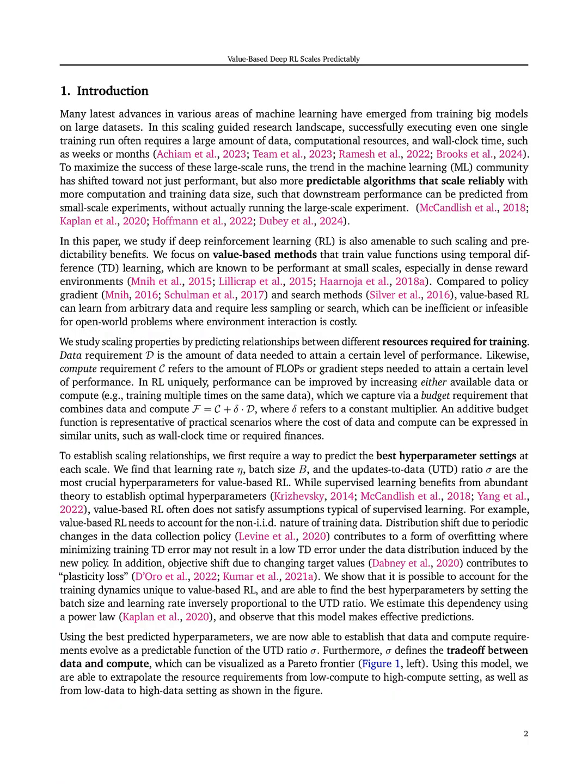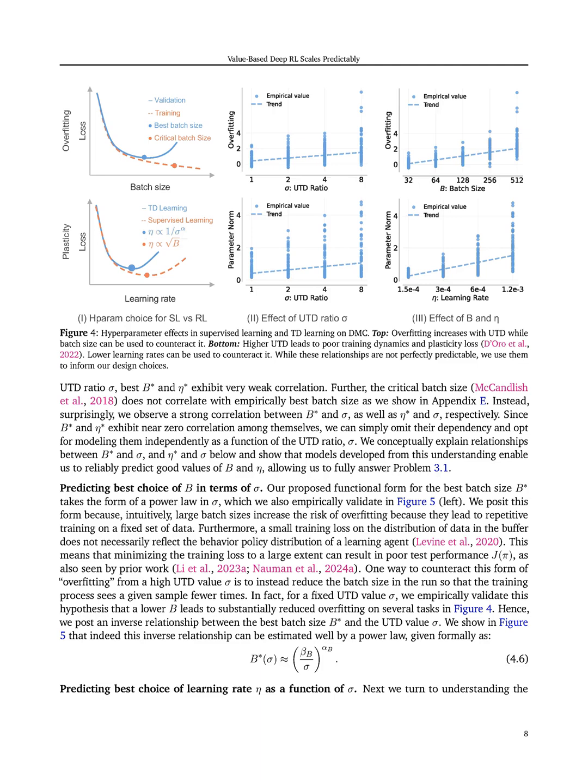The empirical evidence supporting the claim that the relationships between hyperparameters, batch size B, learning rate eta, and UTD ratio sigma enable effective scaling of value-based RL methods is derived from extensive grid searches and power law fits. Specifically, the study found a strong correlation between the optimal batch size B** and the UTD ratio sigma, indicating that as sigma increases, B** decreases to mitigate overfitting risks associated with larger batch sizes.